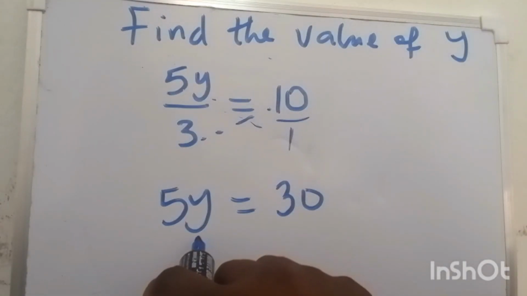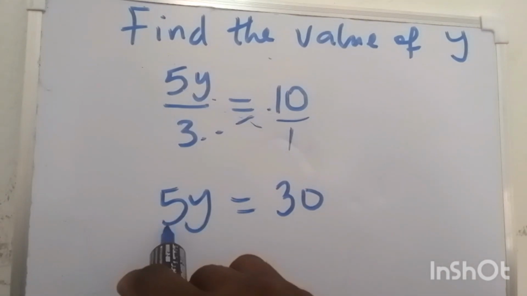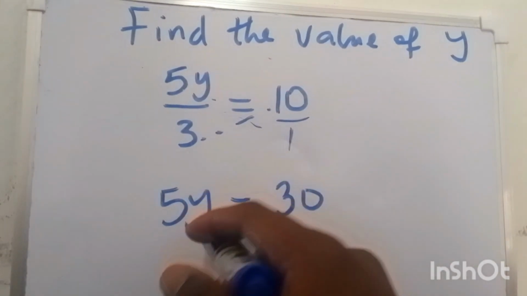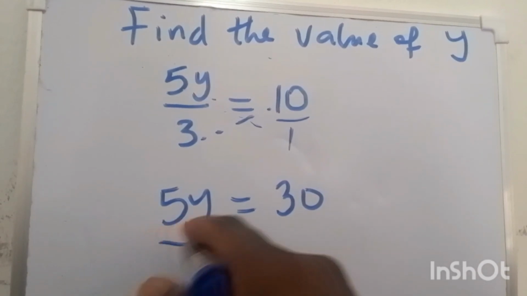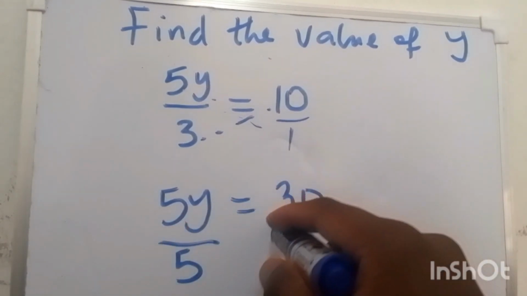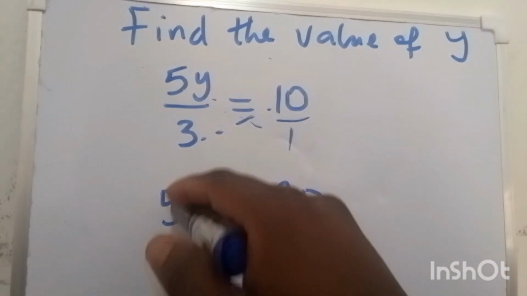Now we need to get the value of y. We all know that what do we multiply with 5 to give us 30? We did this before. So what you need to do is to divide both sides by 5. Okay, divide both sides by 5.